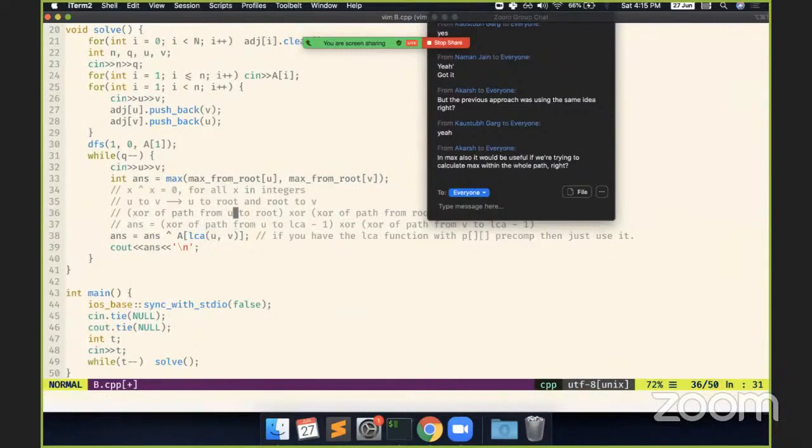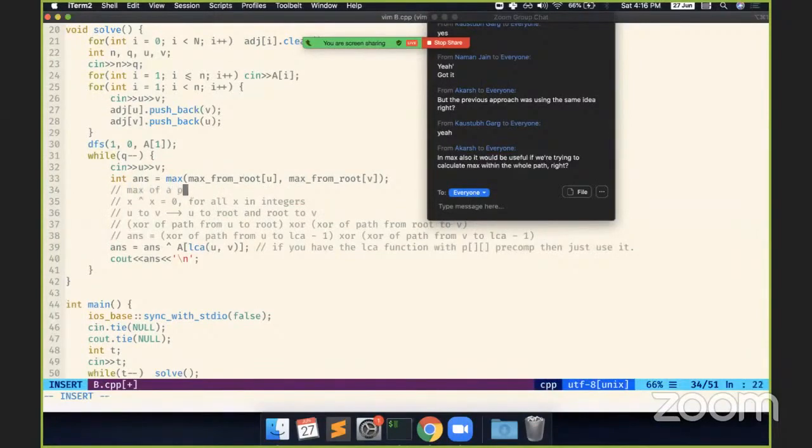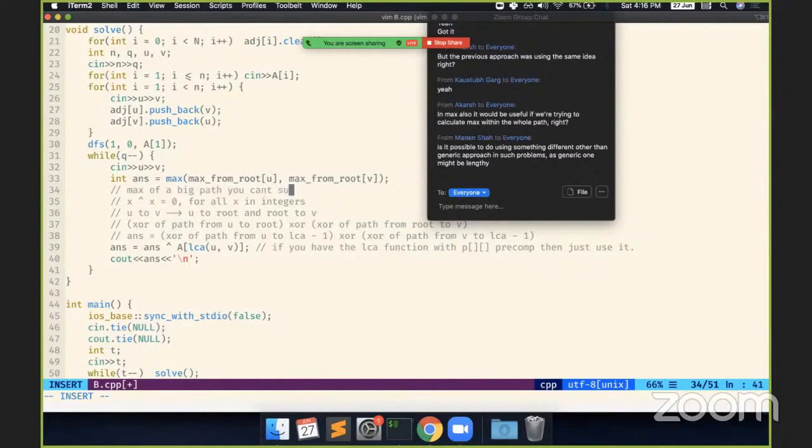Yes, if you're trying to calculate max over the whole path from that node till root, then this is useful. Then you can have max from root. But if you don't want to go till root, then it's useless, because this information is giving you something that you don't want. You can't cancel stuff out from max. If you have max of a big path, you can't subtract a small path from it.